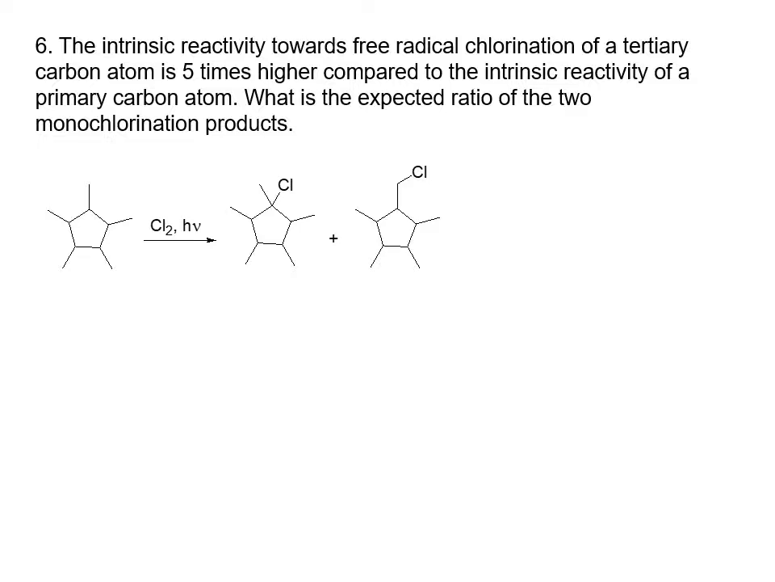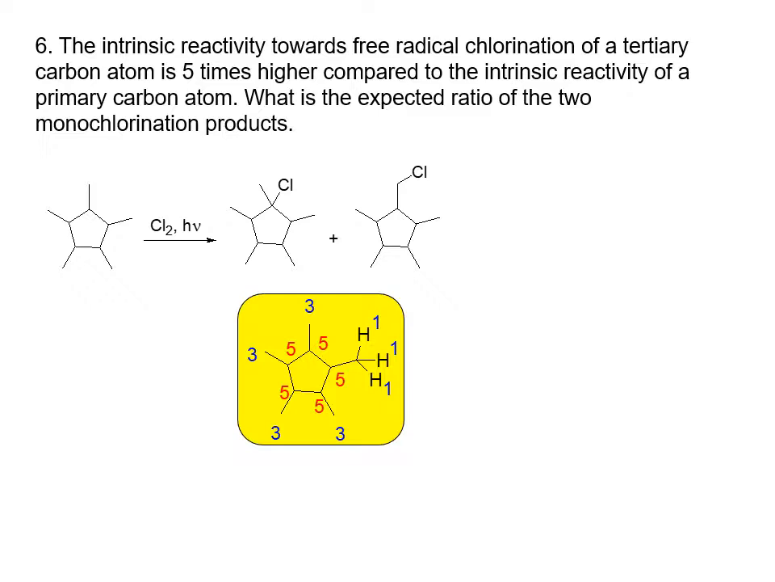So the intrinsic reactivity ratio is 5 to 1. That means that a tertiary carbon atom is substituted 5 times faster compared to primary. Or each time one hydrogen on a primary carbon is replaced by chlorine, 5 hydrogens attached to a tertiary carbon atom are replaced by chlorine. So to do the calculation, we should start by counting the number of hydrogen atoms that are attached to tertiary and that are attached to primary carbon atoms.